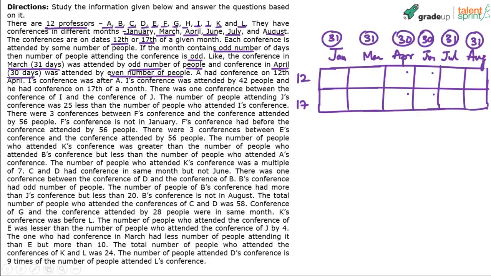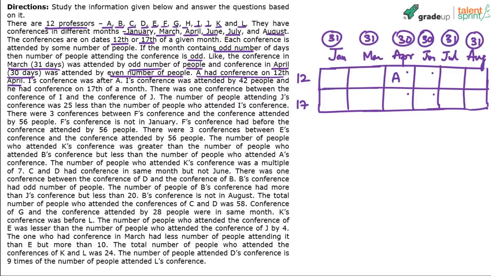Okay. Now let's start filling the gaps. A had conference on 12th April. Simple. So the 12th April cell is this. A is here. The number of people we'll figure out. Next. I's conference was after A.